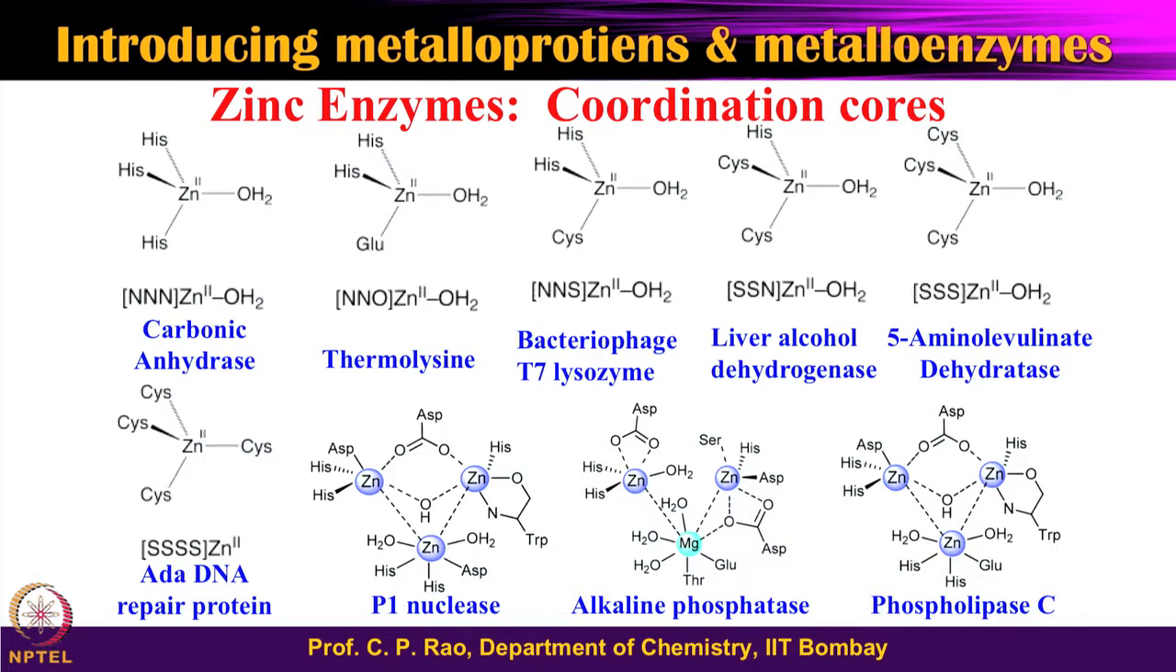Also, I explained to you there are zinc centers having one zinc metal ion, and there are zinc enzymes having 2 or more. For example, here you can see that there are 2 zinc, there are 3 zinc, there are 3 zinc, etc. So, we have a range of zinc containing enzymes.